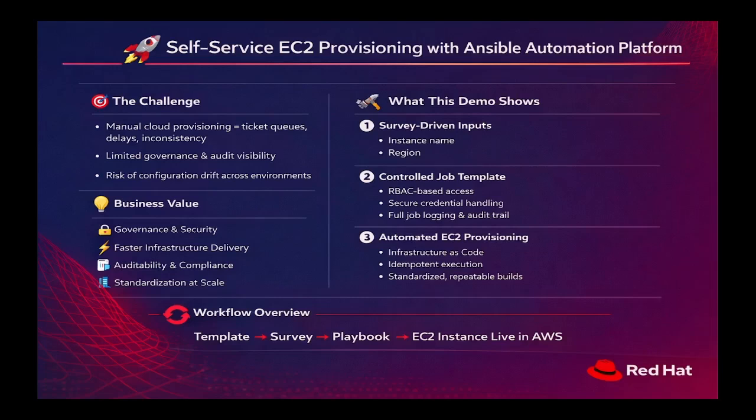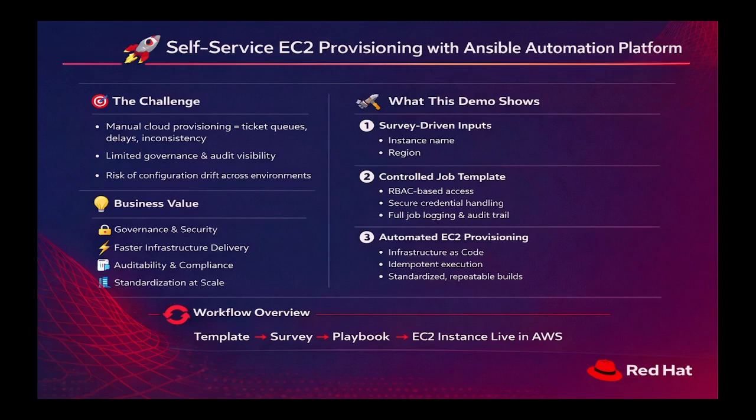So today we'll be showcasing self-service EC2 provisioning with Ansible Automation Platform. We'll start with a job template that's already governed by RBAC, or role-based access control, and tied to secured AWS credentials. So from there, I'll show a lightweight survey. In this case, we're only capturing two inputs, the instance name and the region.